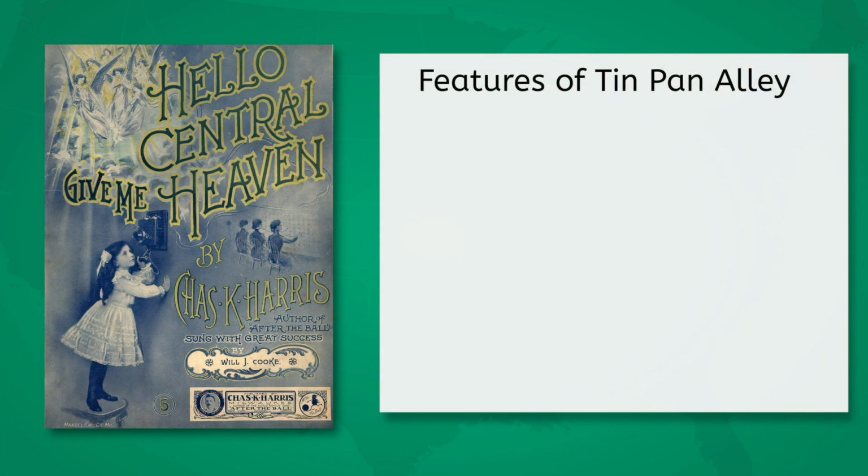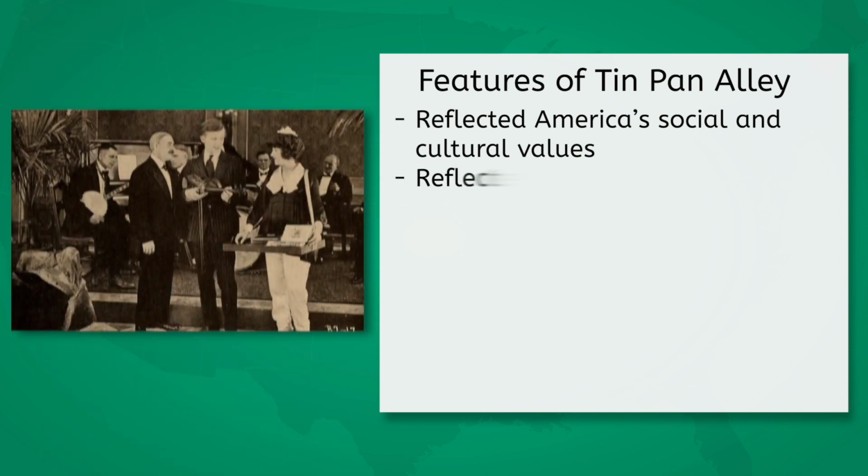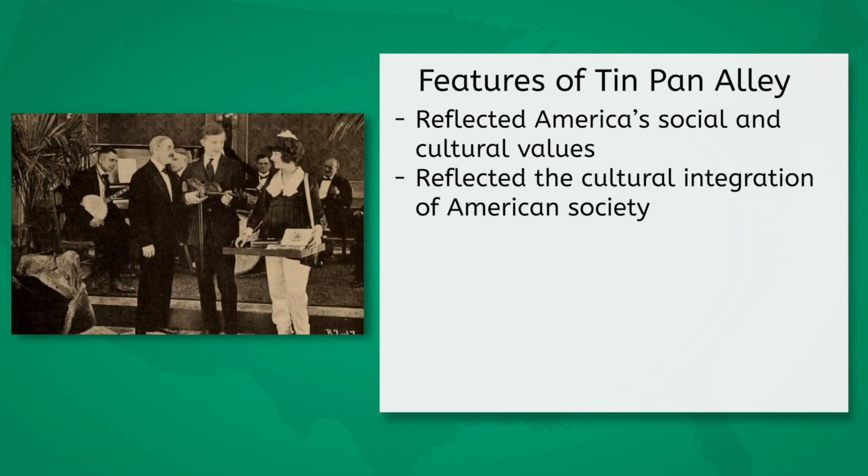Tin Pan Alley's music reflected America's social and cultural values. For example, Over the Rainbow expresses feelings of hope, freedom, and nostalgia. Other songs focus on love, patriotism, and everyday life. It also reflected the cultural integration of society, as writers blended genres such as jazz, classical, and blues.